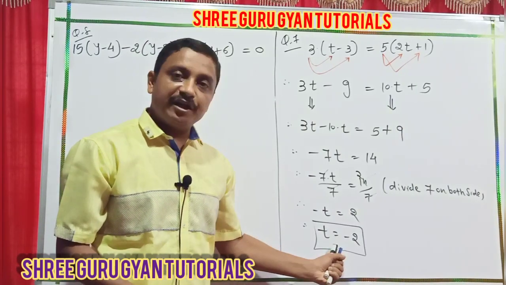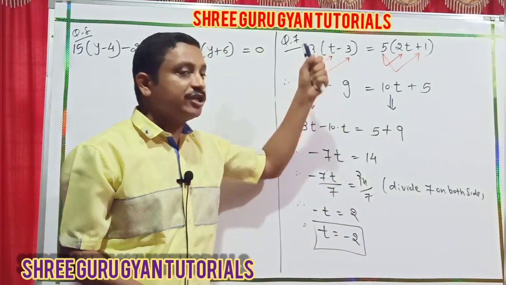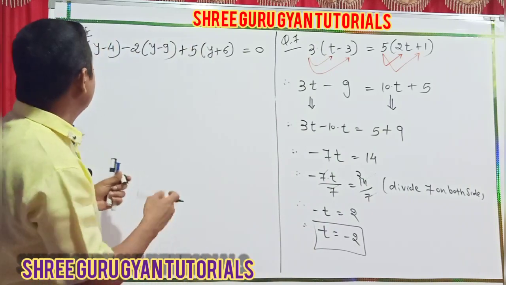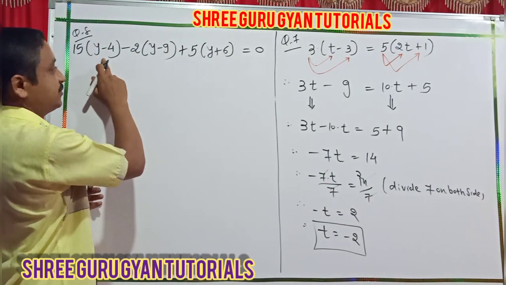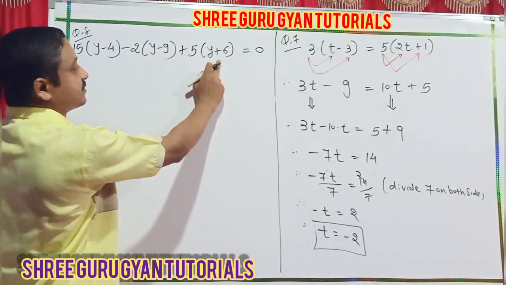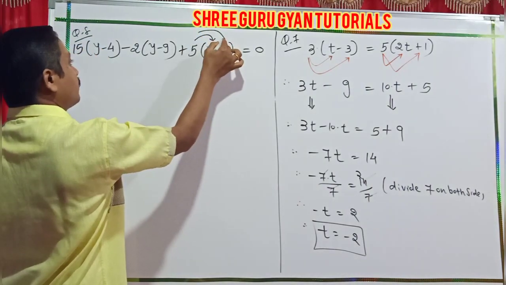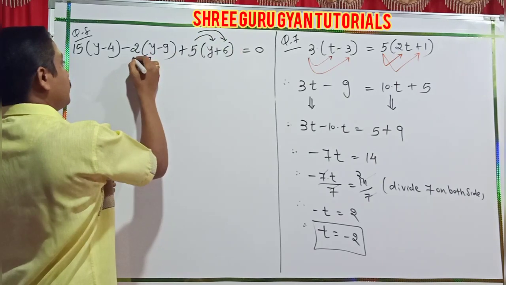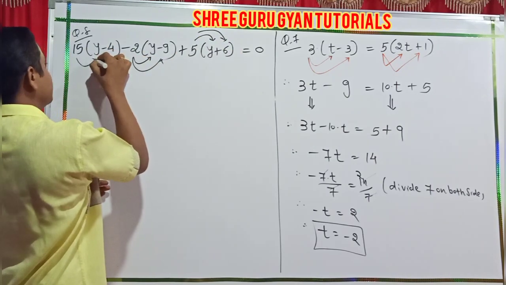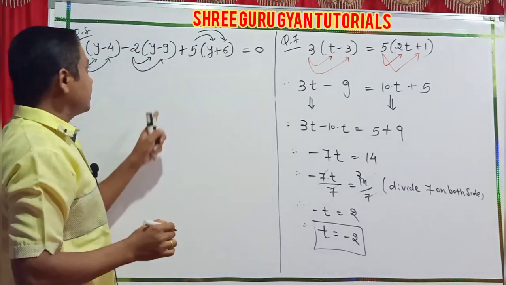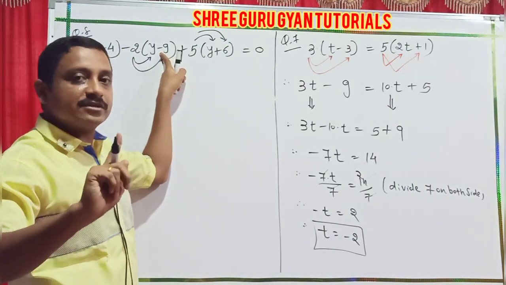Now students, after ending t equal to minus 2, question number 7, now I go to the 8th one. 15y minus 4 minus 2y minus 9 plus 5y plus 6. Here also students, this 5 multiplies, 2 multiplies, and here 15 also multiplies. But these are the turning point because minus minus plus.